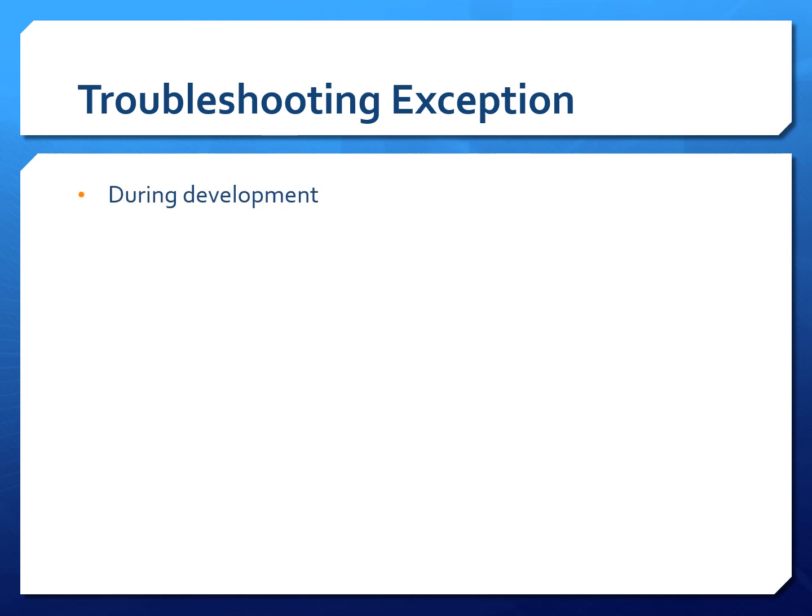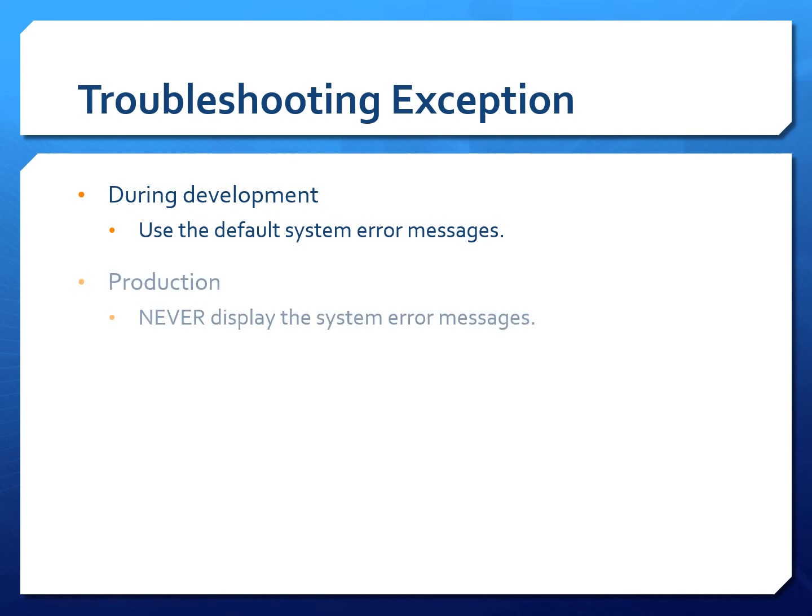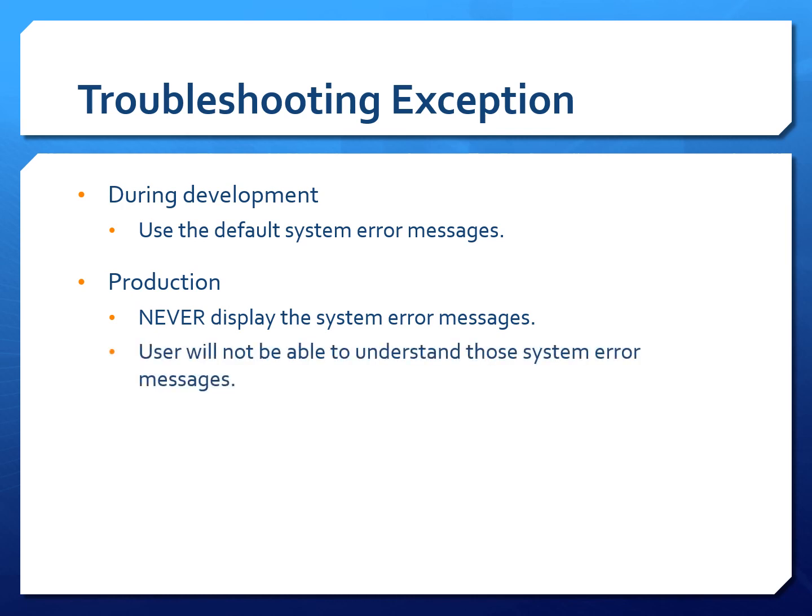During development, we will need to troubleshoot the exception throwing mechanism. It is important to note that we only use the default system error messages during development. When the system is rolled out for production, we should not display those default system error messages. The user will not be able to understand those error messages. We should customize error messages and display only error messages that the user can understand.